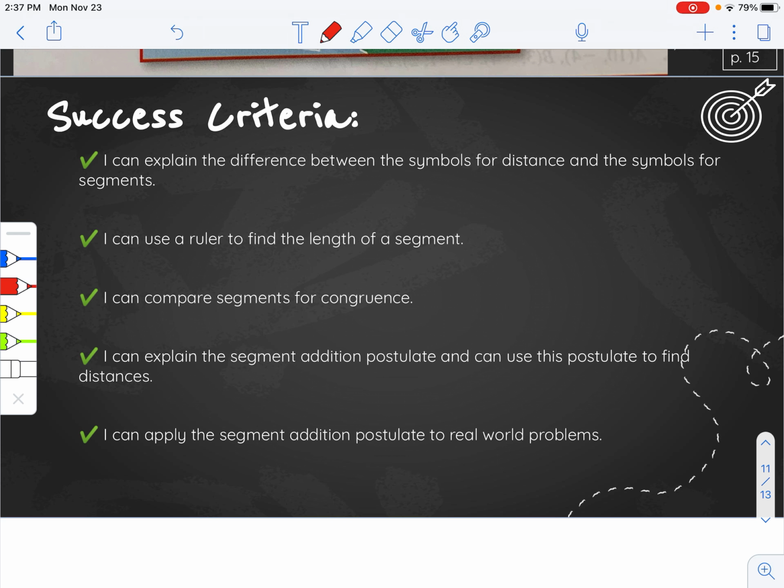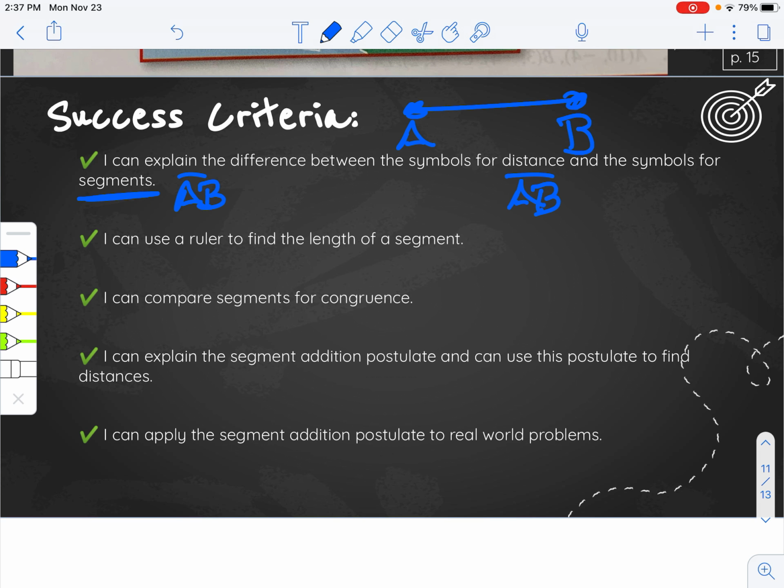So let's really quick, before we're done, take a look at our success criteria. First thing, I can explain the difference between the symbols for distance and the symbol for segment. So the symbol for distance, if we have a line segment here, A and B, the symbol for distance would just be AB. The symbol for the actual segment would be AB with a line over it.